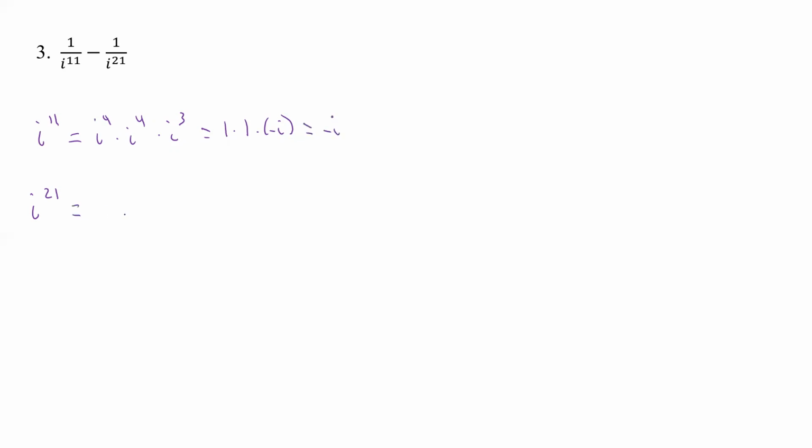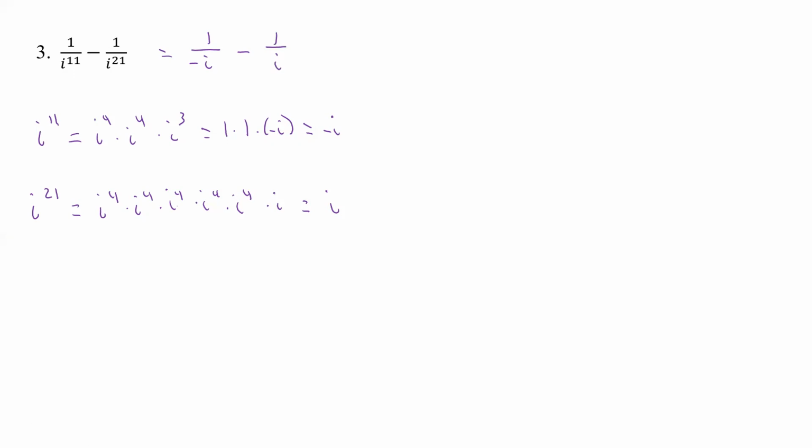Well, what about i to the 21? Well, now we can go i to the 4th times i to the 4th times i to the 4th. That's 3, 4, 5. We know that's 20 times i. Now we have 1 times 1 times 1 times 1 times 1 times i. And that's just i. Okay. Now, what do we do from there? Well, now we can rewrite our original fraction up here as 1 over negative i minus 1 over i.